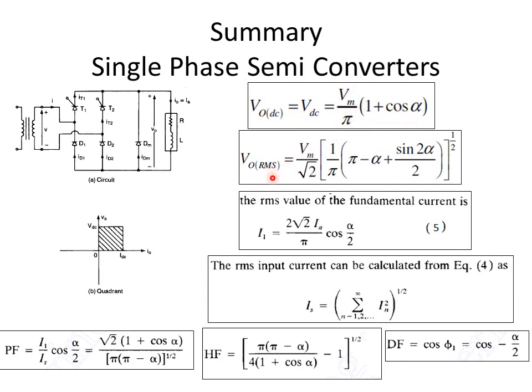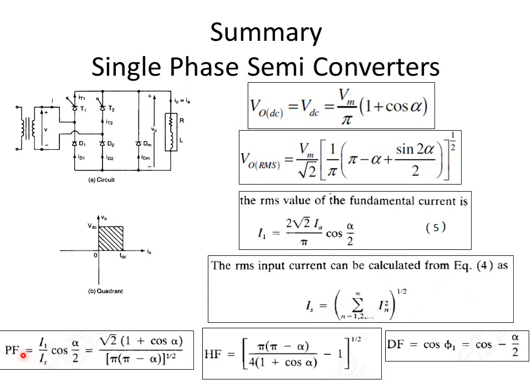We derived V naught RMS as Vm by root 2 times the square root of 1 by pi times (pi minus alpha plus sine 2 alpha by 2), closing the bracket under the root sign. The RMS value of the fundamental current, we have seen, I1 is 2 root 2 Ia upon pi cos of alpha by 2. The displacement angle is alpha by 2, right? And the RMS input current can be evaluated using this formula, Fourier series.